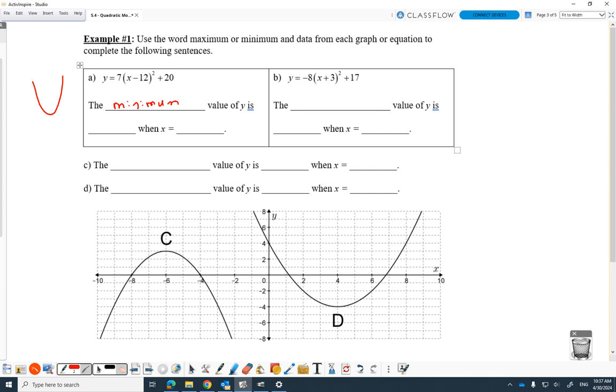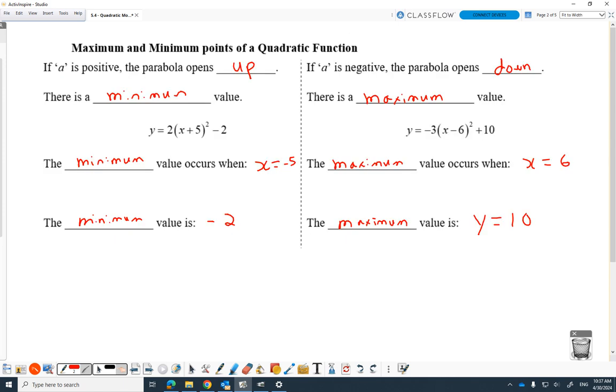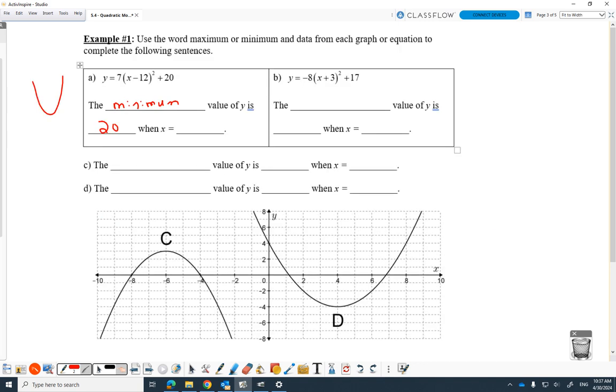value of y is, okay, so what is that minimum value? $20. I can see it right there as the y value of the vertex. Now, if that's not clear, then that's when you go back to this example and go, wait, how's he getting that? I'm getting it right off the y value of the vertex. And it occurs when x equals 12, the positive 12. That'll catch you, right? Because you got to be used to switching that number that's in the brackets.